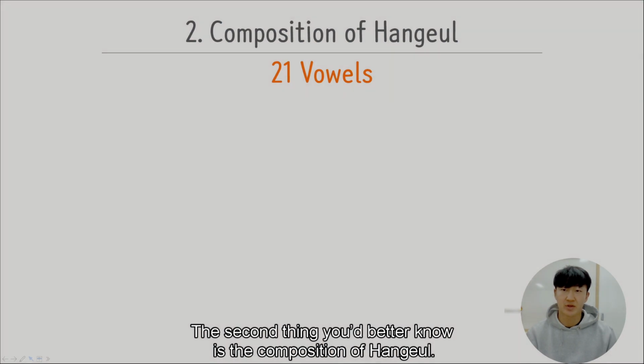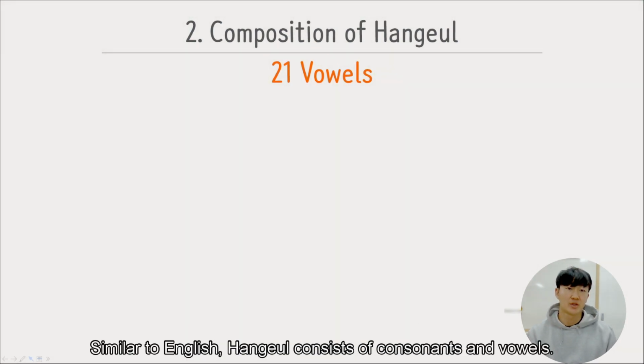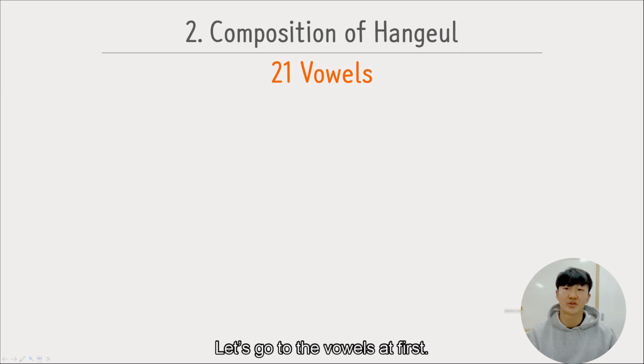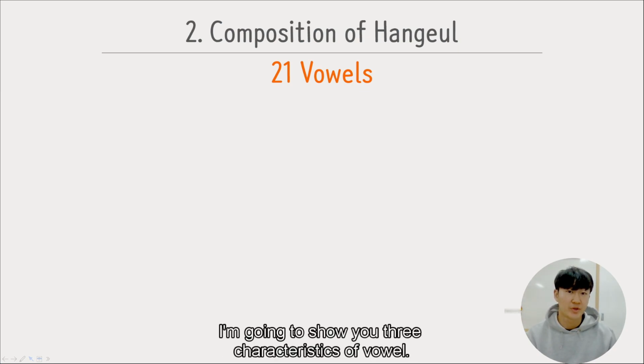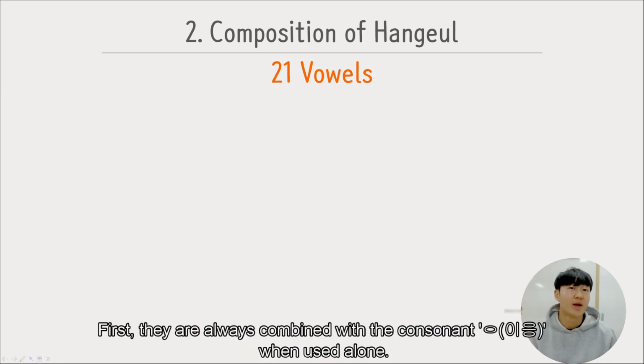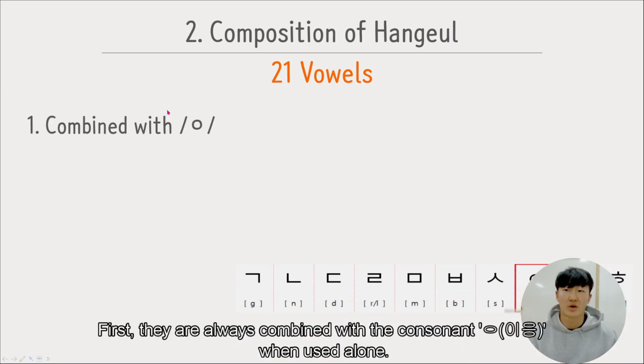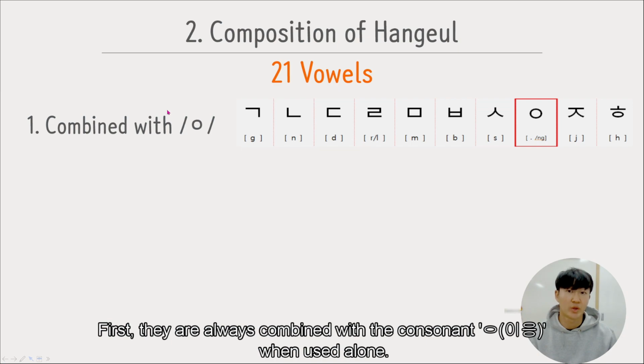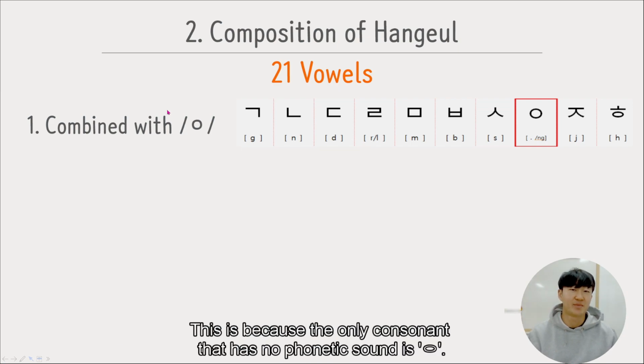Okay, the second thing you'd better know is the composition of Hangul. Similar to English, Hangul consists of consonants and vowels. Let's go to the vowels at first. There are 21 vowels in Hangul. I'm gonna show you 3 characteristics of vowels. First, they are always combined with the consonant 이응 when used alone. This is because the only consonant that has no phonetic sound is 이응.